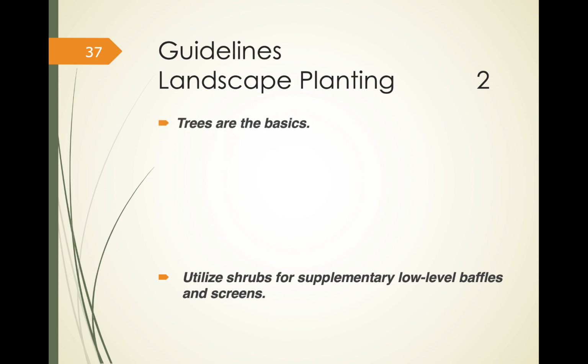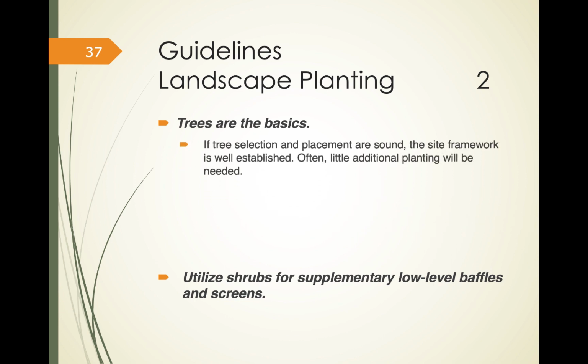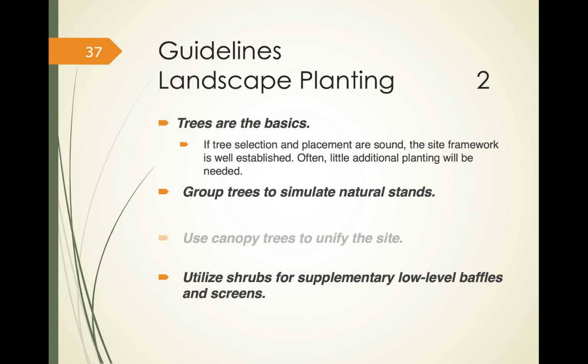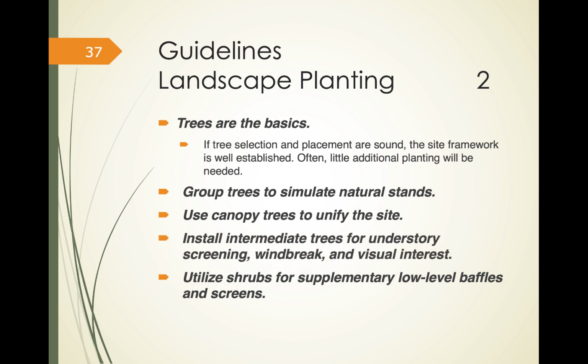Trees are the basic. If tree selection and placement are sound, the site framework is well established. Often, little additional planting will be needed. Group trees to simulate natural stands. Use canopy trees to unify the site. Install intermediate trees for understory screening, windbreak and visual interest. Utilize shrubs for supplementary low-level baffles and screens.